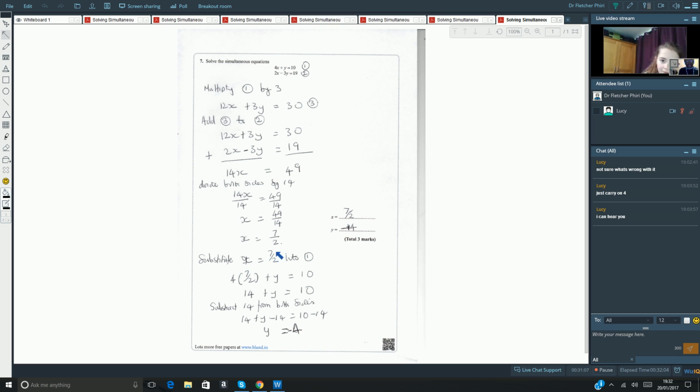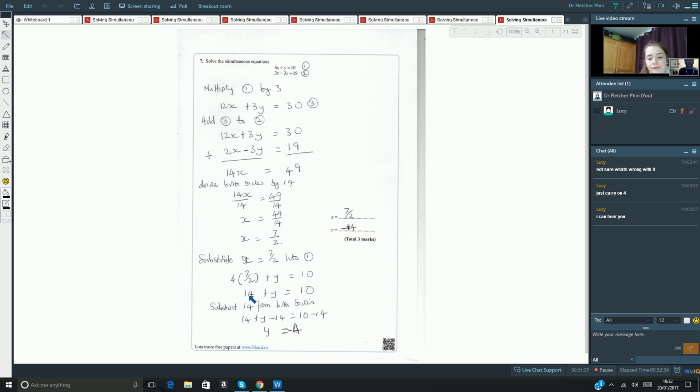Okay. So the first one is x is equal to 7 over 2. Then what I need to do is substitute x is equal to 7 over 2 into equation 1. It doesn't matter. As long as I've taken the original, I could have substituted into the second equation. That would be fine. But I've chosen equation 1. So equation 1 is 4 times x. My x is 7 over 2, which I found here. And then plus y. That will give me 10.